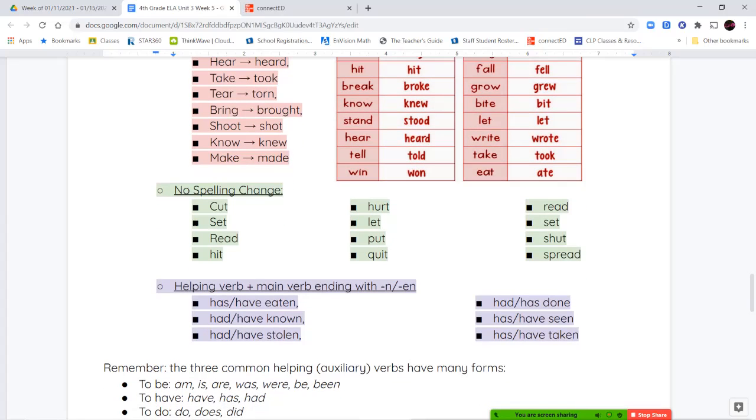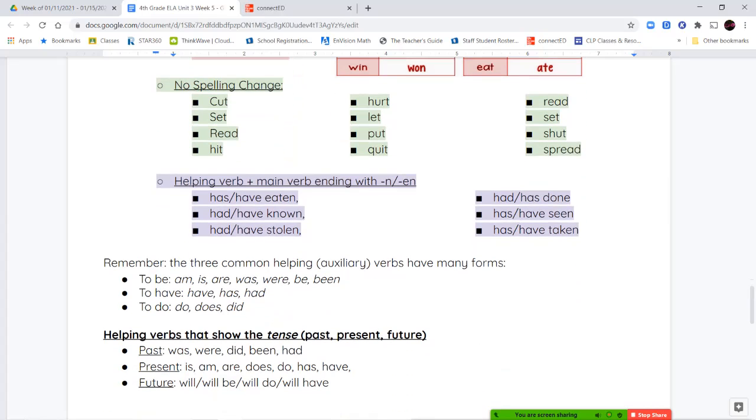So these are just different ways that you can use past tense verbs. So you can either change the form. If it's one that doesn't need to change form, it's in green, and ones where you can either change the form or add an N or EN to the end of it are the ones that are in purple.